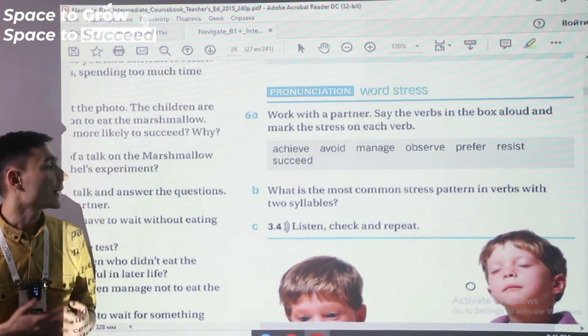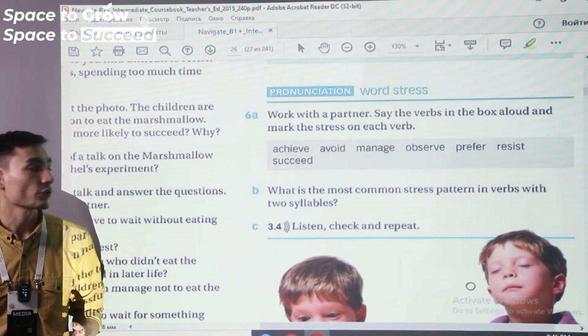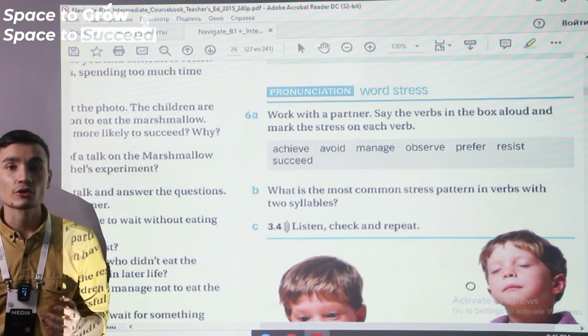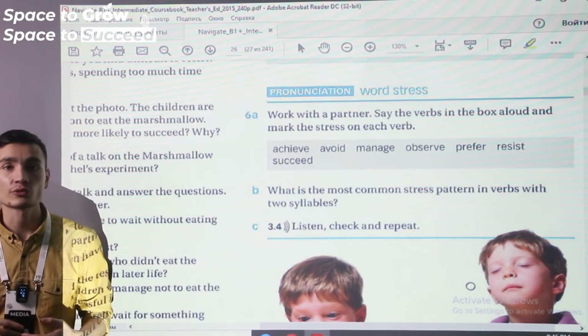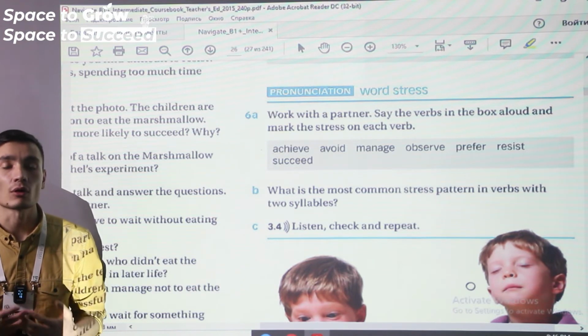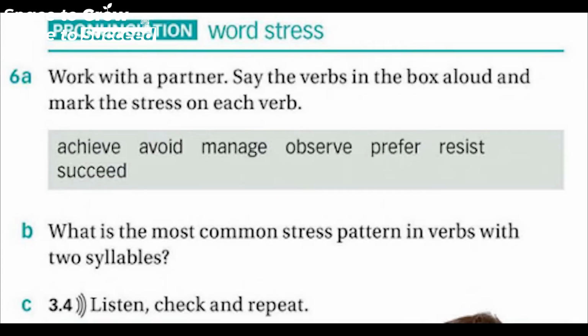Exercise 6c. Listen, check, and repeat. Now you have to listen to the audio, check your answers, and repeat the structure words one more time to increase your level of pronunciation. Audio 3.4.